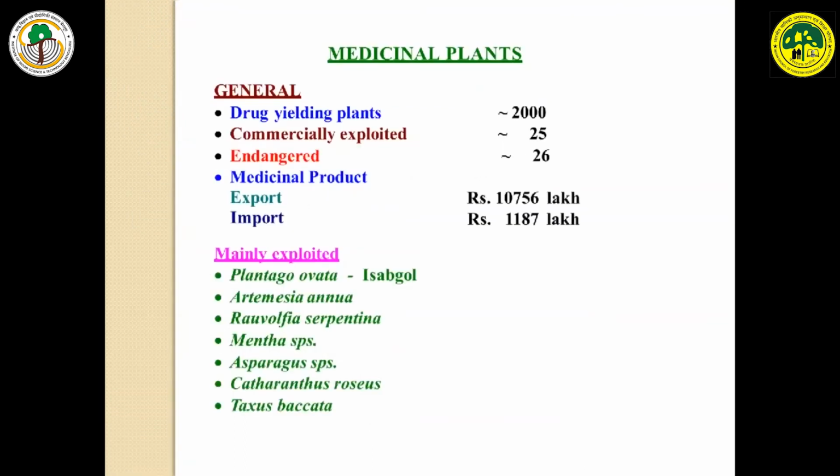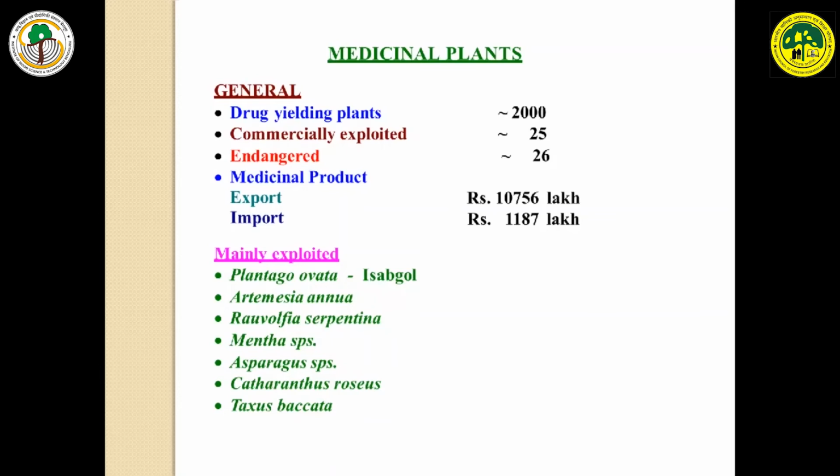Medicinal plants, when you start, the list goes on. It's a huge list, and that itself is a big subject to be studied. I have just listed a few of the medicinal plants mainly exploited. That is Plantago ovata, isabgol. You people know Gujarat is a major producer of isabgol, and you know the use of it. In the market, the husk sells for a good amount. 100 grams of isabgol seed husk costs you around 70 to 80 rupees. So it is a good source of income.